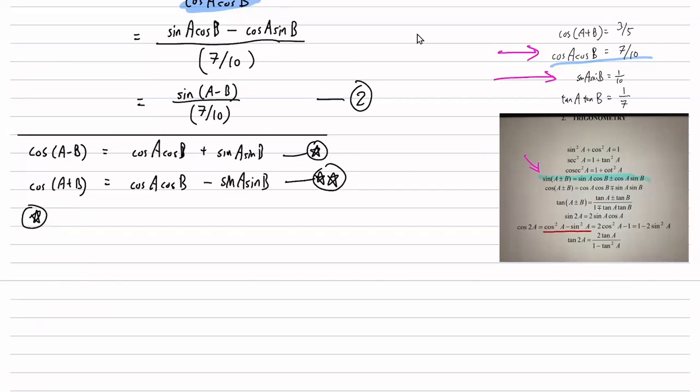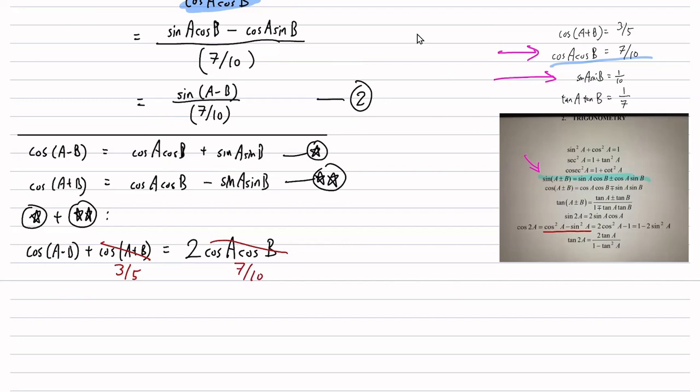Let me just double confirm whether subtraction or addition would be better. Or are both fine? Actually, both are fine. You can do addition or you can do subtraction. Both are okay. Let's see what happens if we do addition. We end up with cosine A minus B plus cosine A plus B. Then the plus and minus will cancel off. You're just left with 2 copies of cos A cos B. Is that okay? Then we also know what's cosine A plus B here, 3/5. We also know what's cos A cos B here, 7/10. Finally, we're getting somewhere. We can now solve for cosine A minus B.